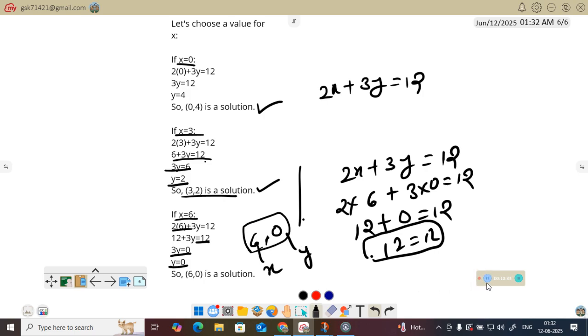So that's all about the linear equation in two variables. Okay, student.